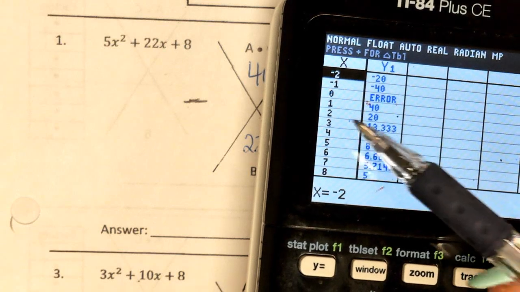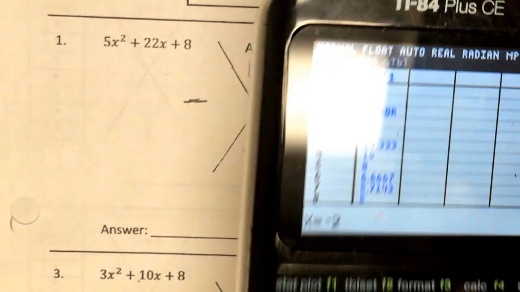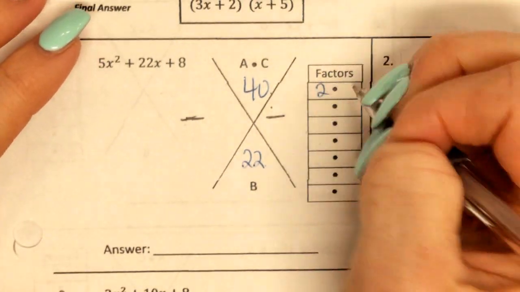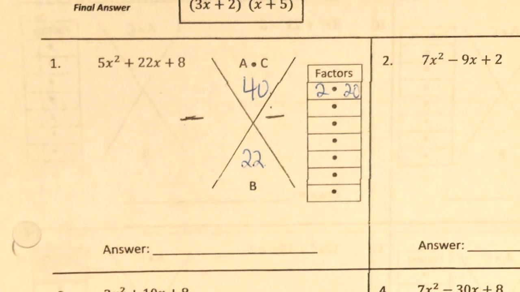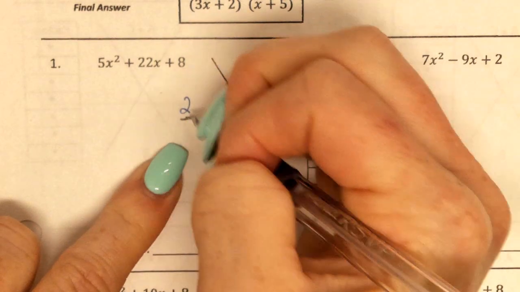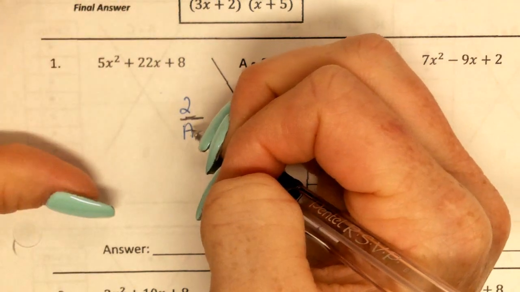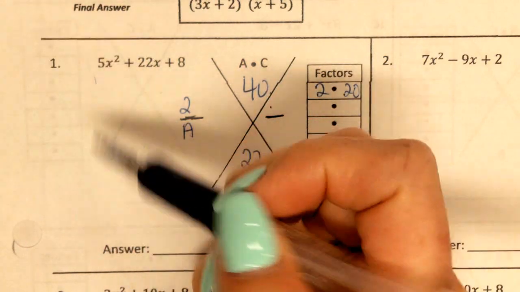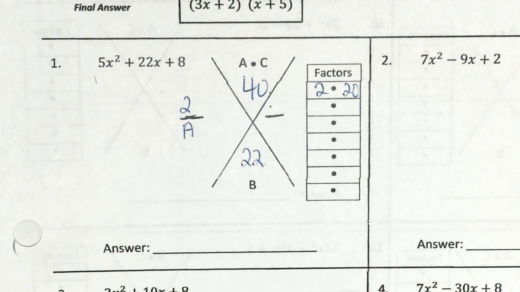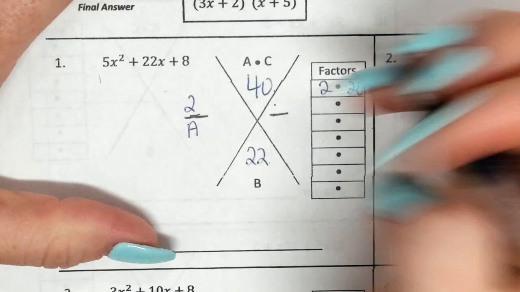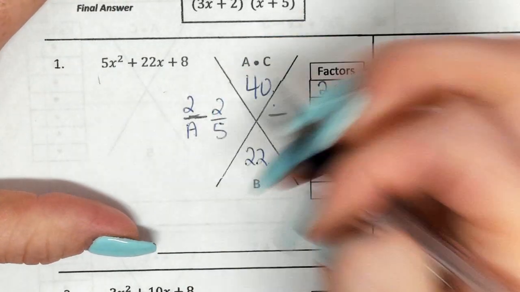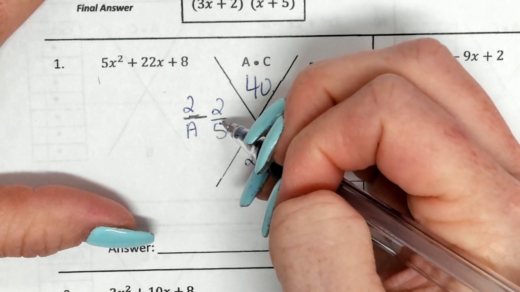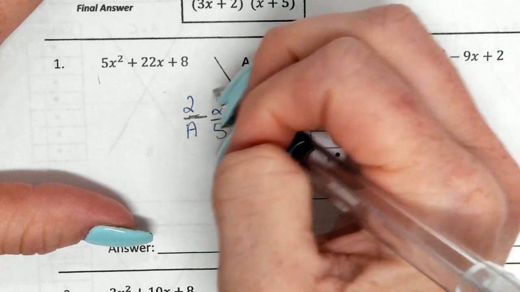Do y'all already see it? What is it? 2 times 20. So over here is just listed a table for you if you want to list out factors. You don't have to. So what goes here? 2 over A. Well, what is the value of A? 5. So this is going to be 2 over 5. Is that in its simplest form? Yes, so I'm good there.